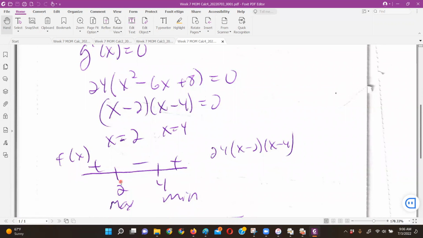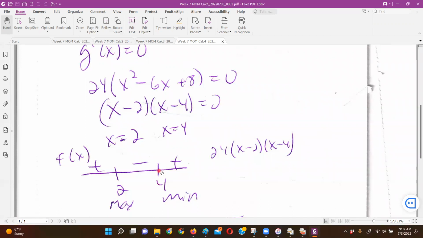So I wrote them down, and then I substituted a number less than 2 into my derivative, and that's positive, so it's increasing. And then a number between 2 and 4, well, let's see, that would have been negative, so negative. And then greater than 4, positive.